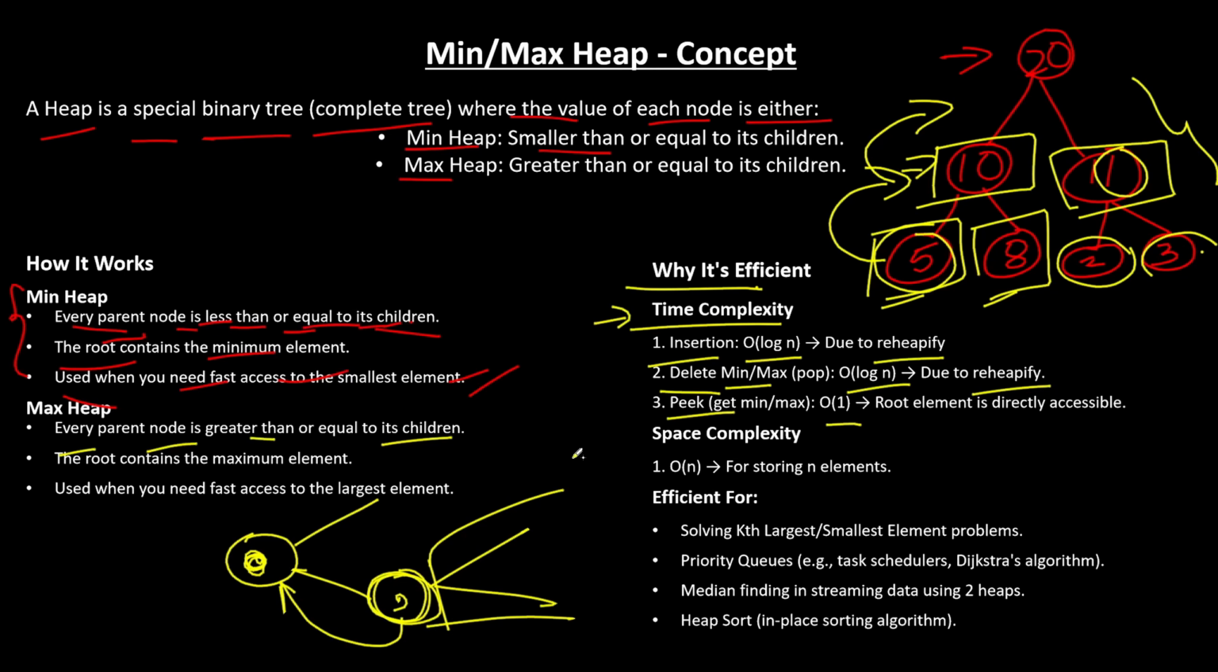Fine. The space complexity comes out to be O of n if we store the elements, otherwise O of 1. Now, this is mostly efficient for solving kth largest and smallest element problems, priority queue problems, median finding problems, and heap sort kind of problems. Fine.